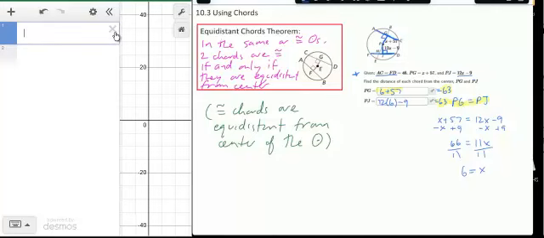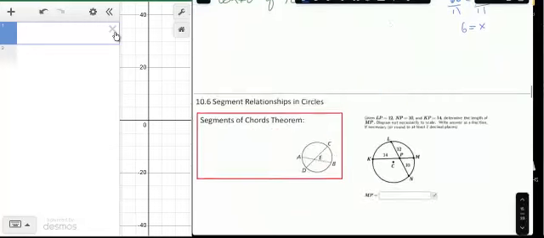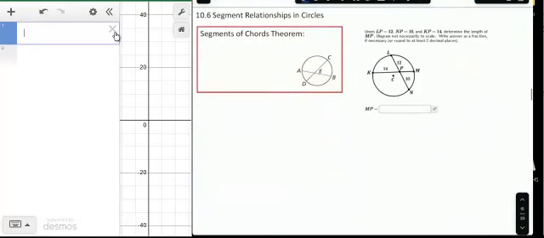Okay, the last set of relationships that we're going to look at here, we're jumping to 10.6, and it has to do with relationships between chords, secants, and tangents. Once again, they're calculation based. Since it connected to chords a little bit, I wanted to group them together. All right. The first one is that if you have two chords that intersect in the circle, then the product of the segments cut off by each other are equal.